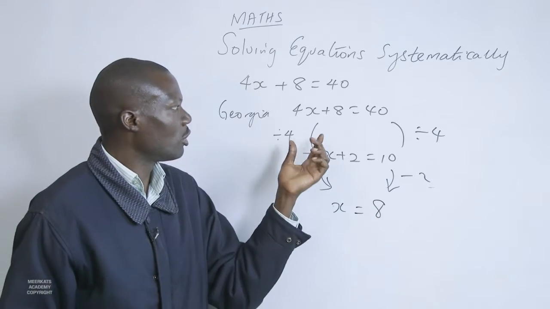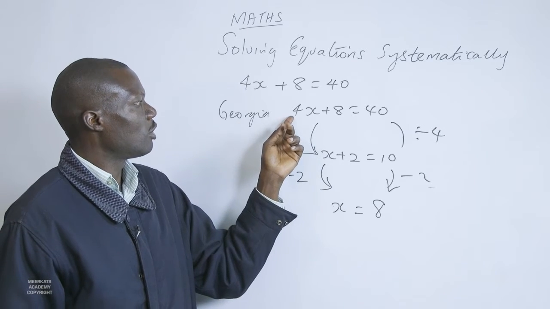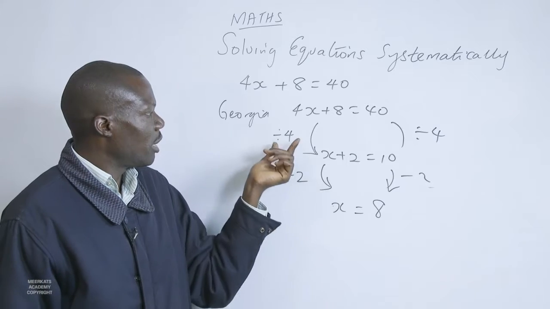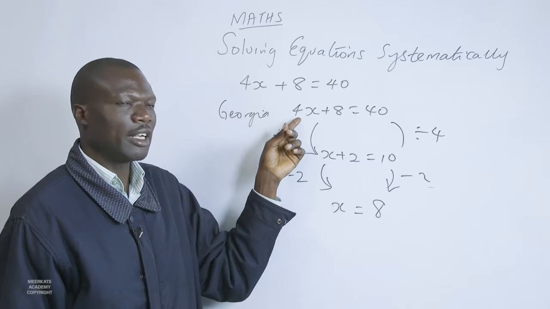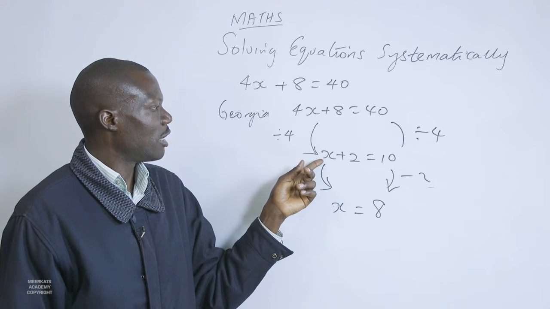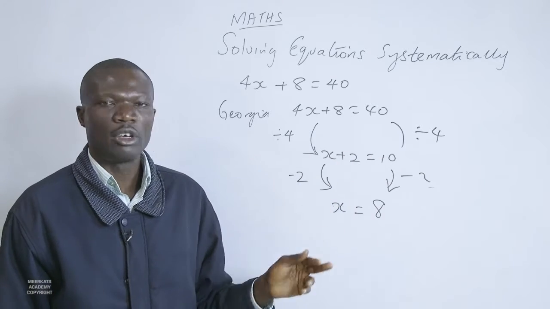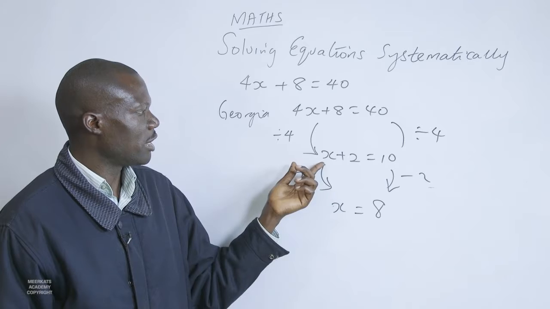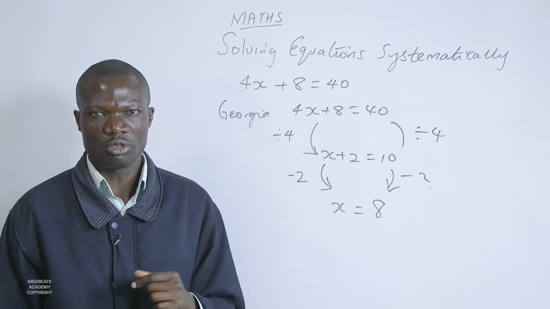Just to put you through, the question that we have here is 4x plus 8 is equal to 40. Georgia decides to divide by 4, so he divided 4x by 4 to get x, then 8 divided by 4 to get 2, and then 40 divided by 4 to get 10. Finally he subtracts 2 from both sides, and arrives at x is equal to 8.